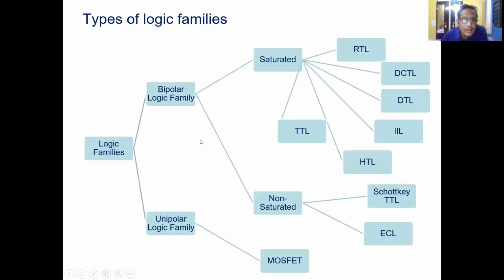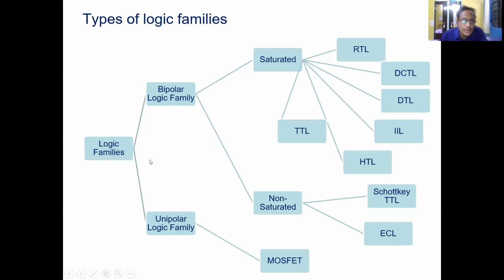If you look here, your logic families or digital ICs are classified into two parts. One is the bipolar logic family, and the second one is the unipolar logic family. Bipolar logic family means what? The construction of the typical IC is done by using the BJT, because the BJT is a bipolar device. In the unipolar case, the construction of the typical IC is done by using the FET or MOSFET. That's why it is called a unipolar logic family.